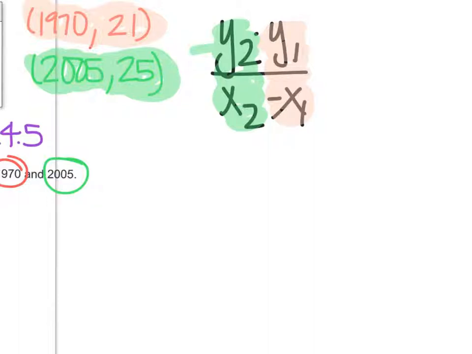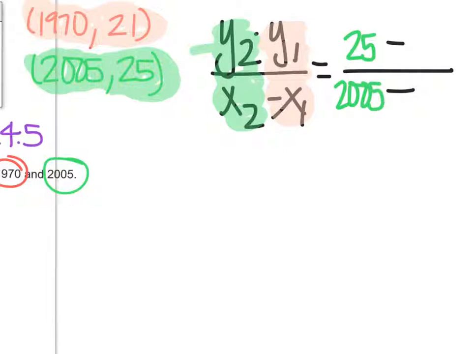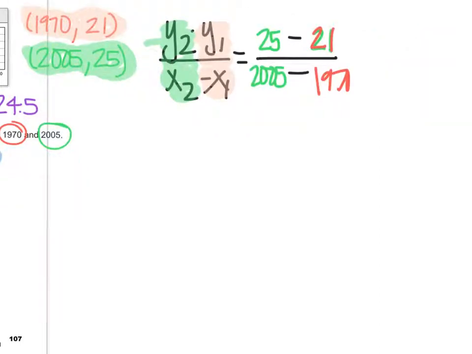So our job now is to rewrite our equation using these numbers. So I'm going to go ahead and draw my division sign, put my 2 minus signs in there, and then I'm just going to put my numbers in place. So my y value is 25. Underneath that, I'm going to put 2005. My x value is 21 for the other side. And underneath that, I'm going to put 1970. So when I do my math, 25 minus 21 is going to give me 4. 2005 minus 1970 is going to give me 35.